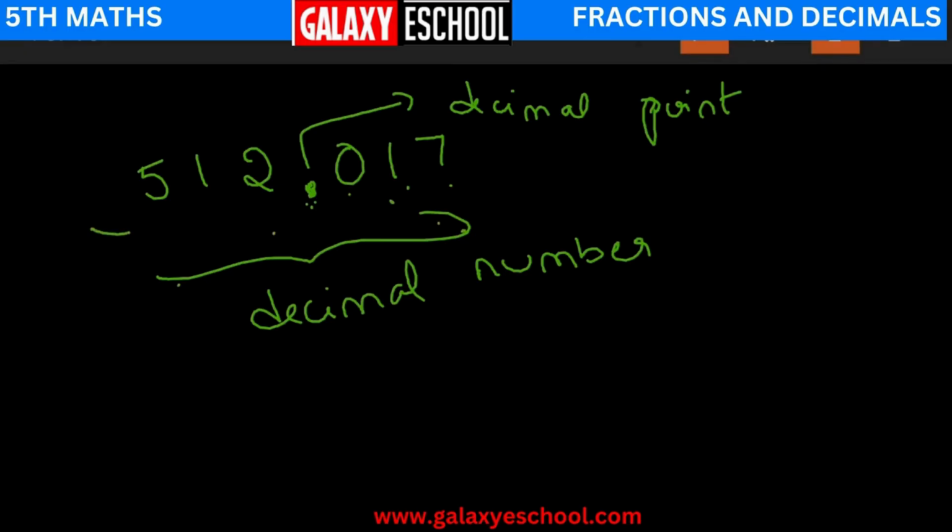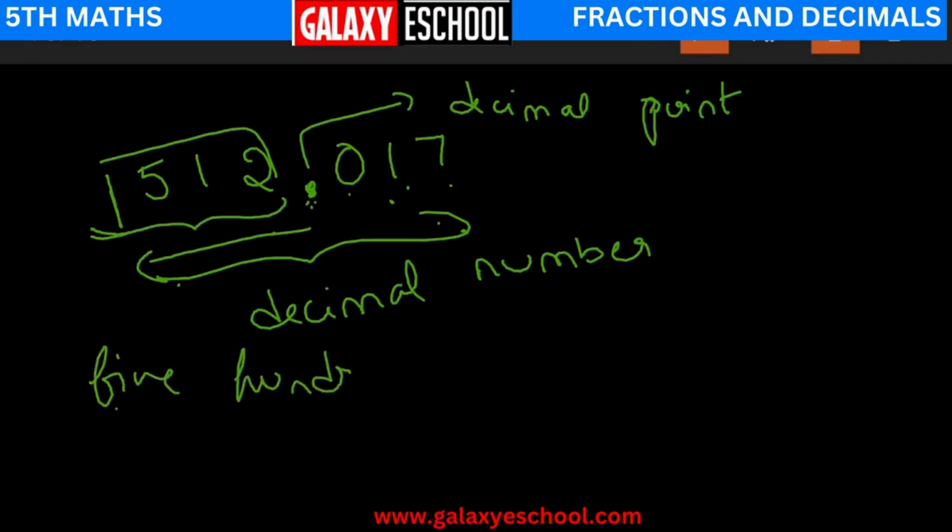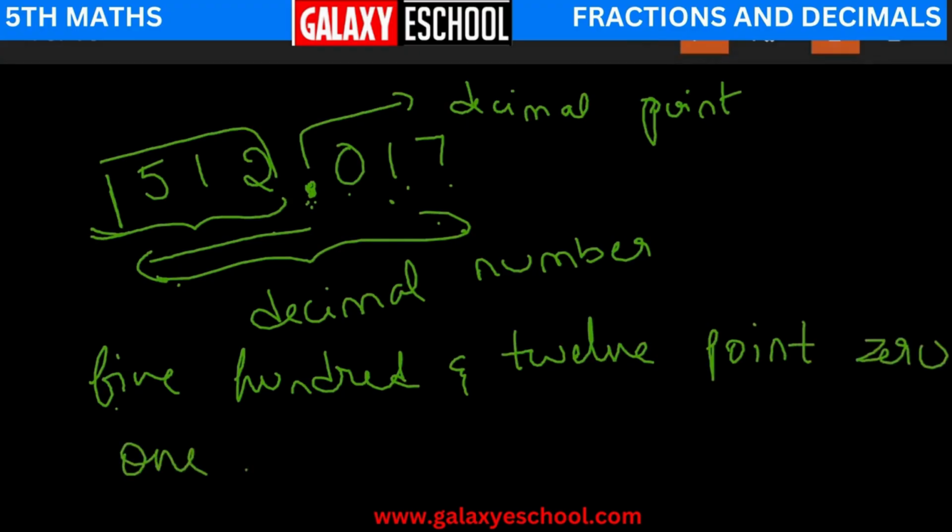And how do we read it? Before the point, that is to the left side, this is 512. So it will be read as it is, 512. Then we have point, so read as point 0 1 7. Are you seeing the difference here children? After point we are having 0 1 7. We are having three numbers. We are not reading them combinedly as 17. We will read them as it is, 0 1 7. Understood? How will we read this decimal number?